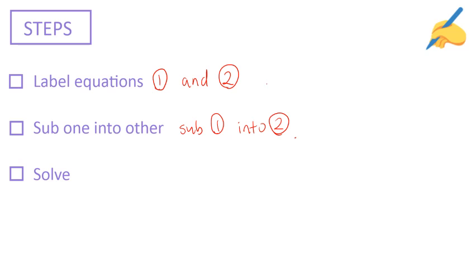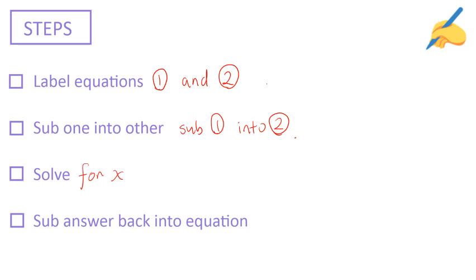Then you need to solve. So you're going to be solving for x. So to find x, you'll just do the inverse operations to figure out what x equals. Once you have what x equals, you're going to put this value back into one of those first two equations, and this will give you what y equals. Once you have what y equals, you now have the point of intersection. So the point of intersection will be your answers. So it will be the x coordinate and the y coordinate.